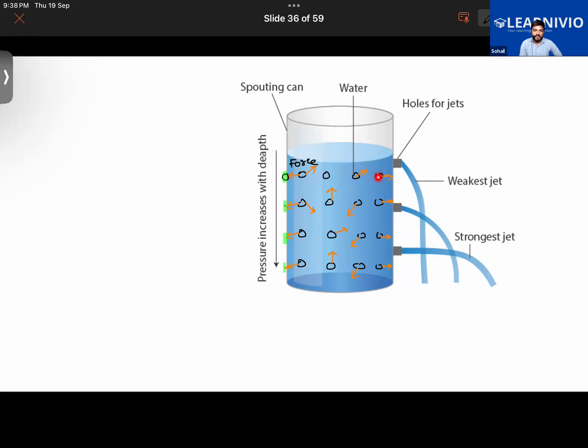Now there are so many molecules in this one, not just one or two. In fact, an uncountable number of molecules will be present in it. All of them would be applying force on the walls of the container, and thereby generating pressure on the wall. So due to the collision of the molecules on the wall of the container, pressure is generated. That is one thing which we have learned.